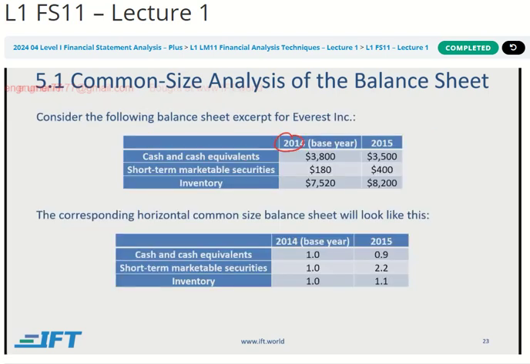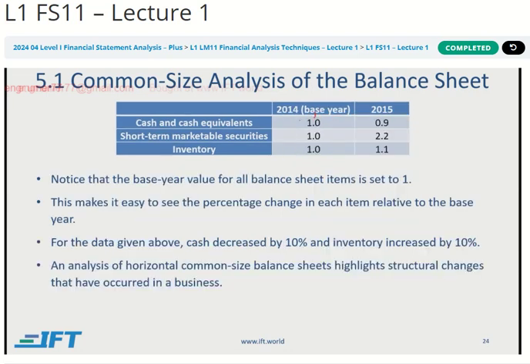So let's say 2014 is the base year, right? So what you do is you make 2014 100%, each item separately, and then you see has it gone up or has it come down. So clearly you can see cash has come down 10%, whereas inventory has gone up 10%, right? And you can even see that in the numbers that cash is going down, whereas inventory is going up. So again, with that same data, you can see that cash has decreased 10%, whereas inventory has increased 10%. So this is very good.